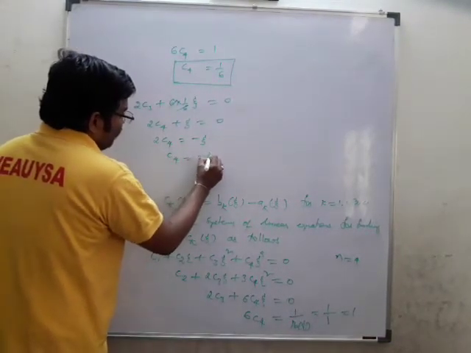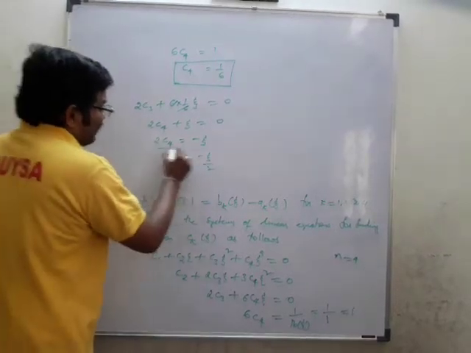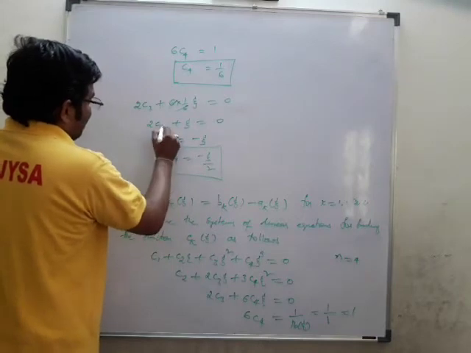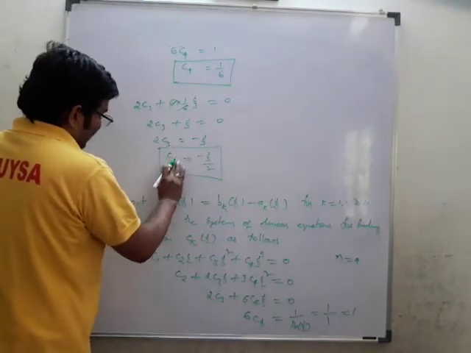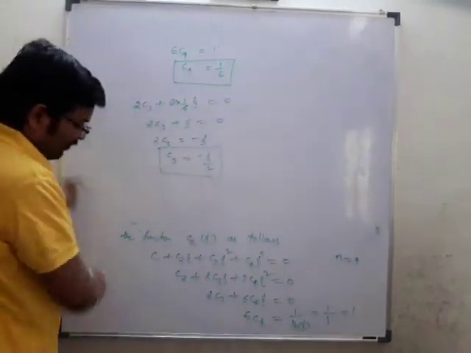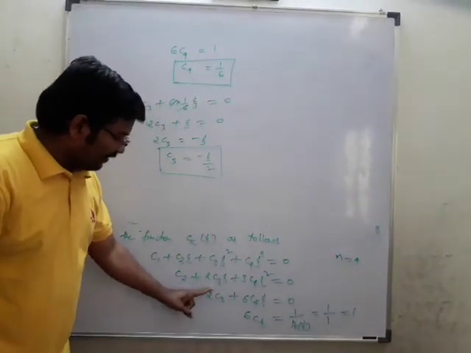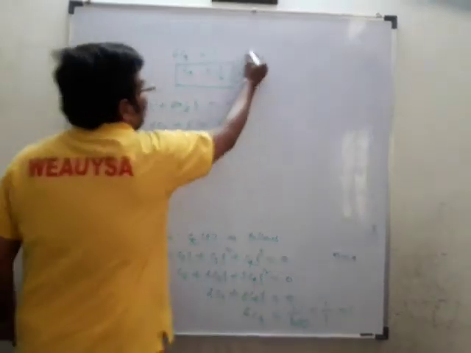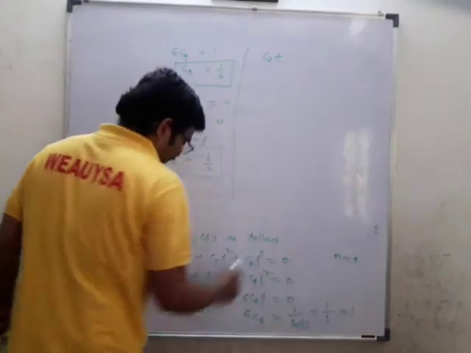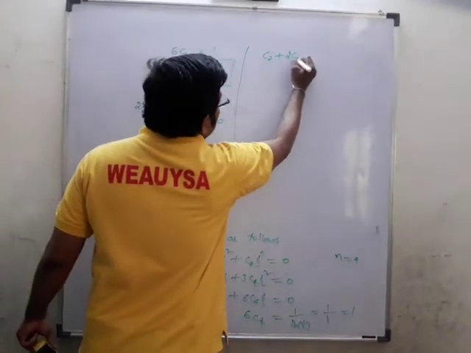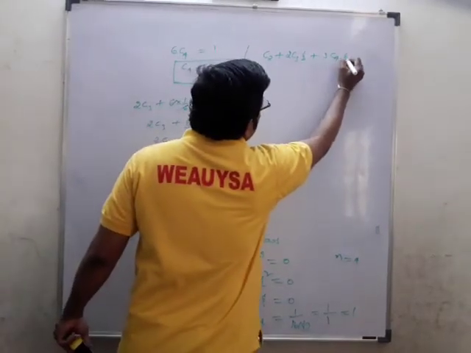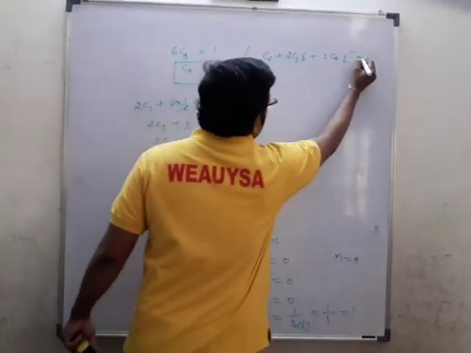So c3 is equal to minus xi by 2. Sorry, this is C3, not C4. Now you got C4 and C3. I'll substitute C3 and C4 in this equation so that you'll get C2. So I'll take the other equation, that is C2 plus 2C3 xi plus 3C4 xi square is equal to 0.